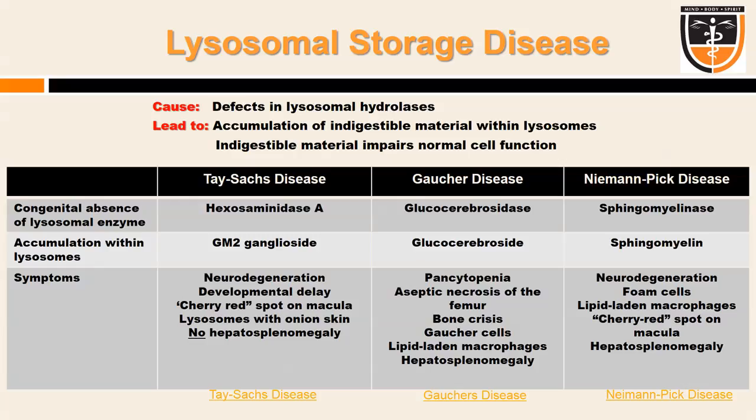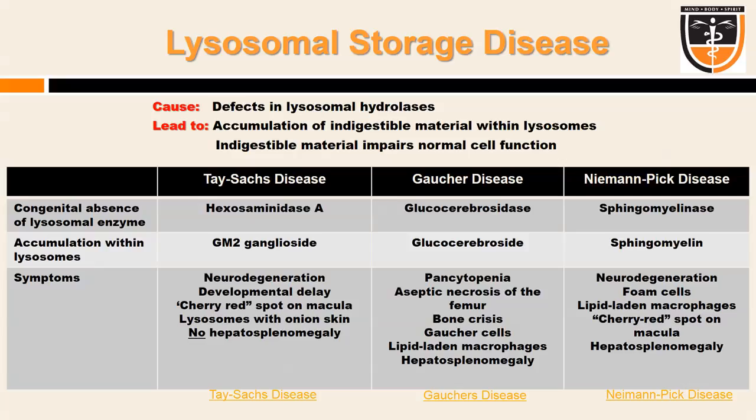The next is Gaucher disease, which lacks glucocerebrosidase. So these individuals will accumulate glucocerebrosides inside their cells. They will have pancytopenia, which means most of the cells in the blood will be decreased in number. They will not produce normal blood cells. They will have aseptic necrosis of the femur, so their femur will break easily. They'll have bone crisis. They will have Gaucher cells, which are macrophages full of undigested material. And they will have hepatosplenomegaly, an enlarged liver and spleen.